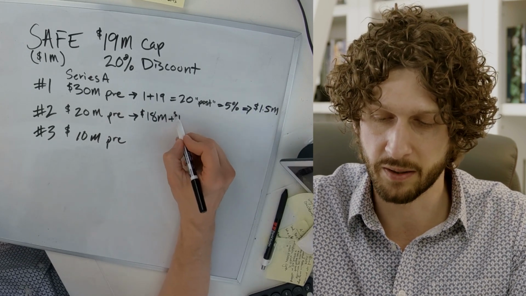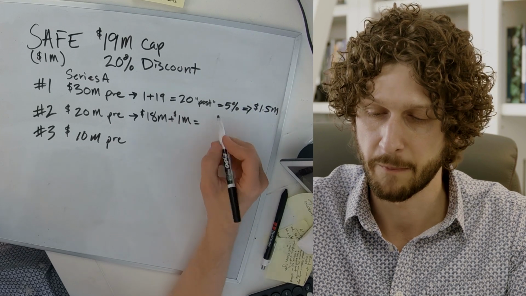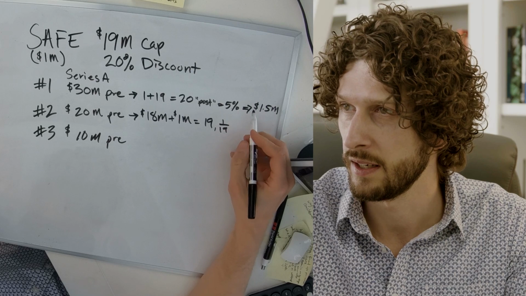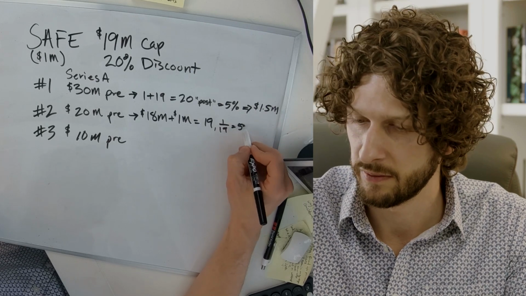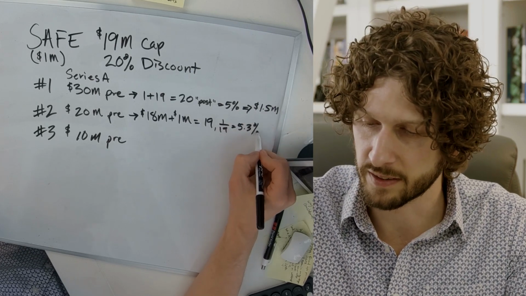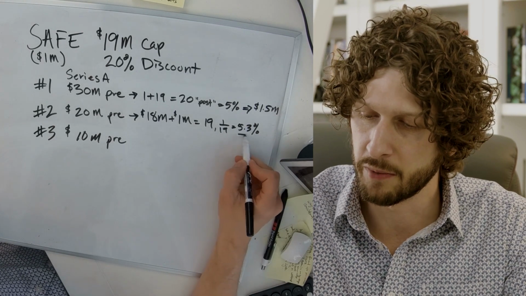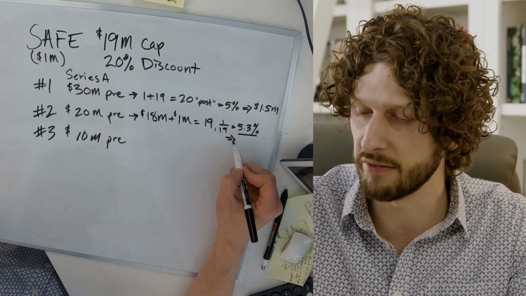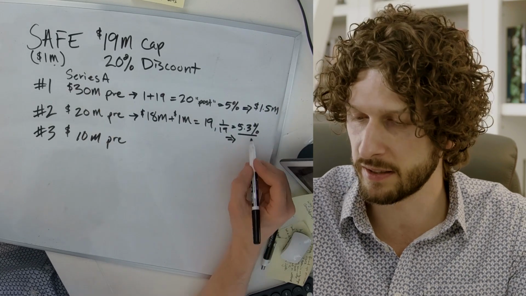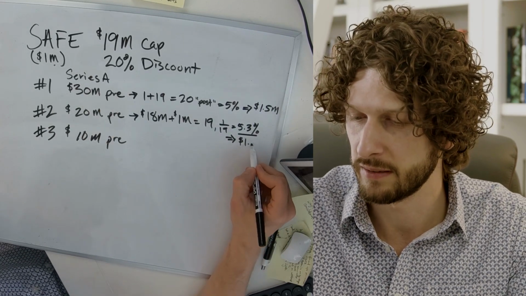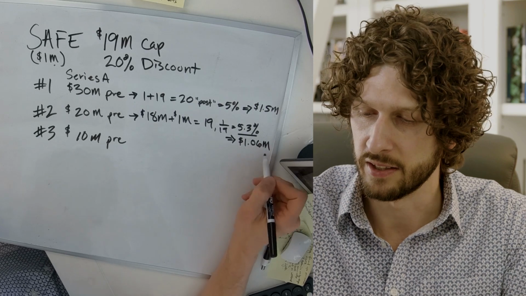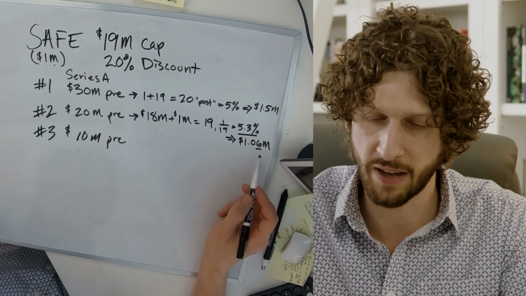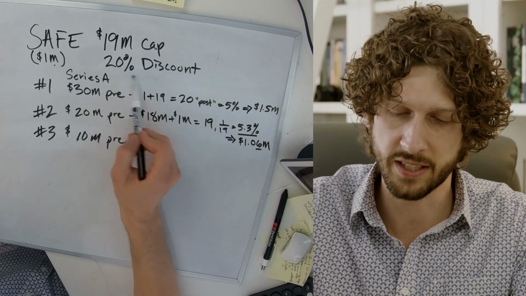So plus my original $1 million investment, that's going to give me 19. So 1 over 19 is going to be 5.3%, let's call it. I'm then going to multiply this 5.3 times the pre-money valuation. That's going to give me a value of my $1 million of $1,000,060. And so you get this additional 60 grand worth of value thanks to your discount rate.